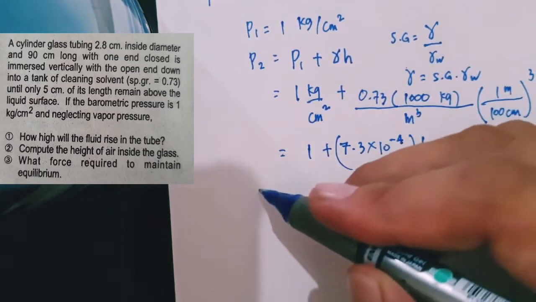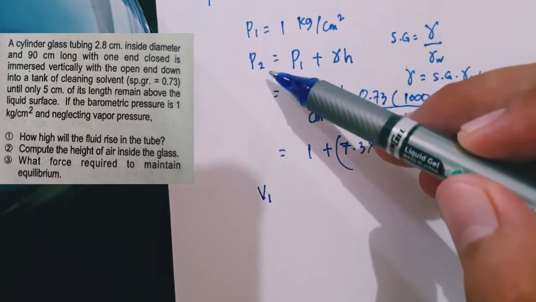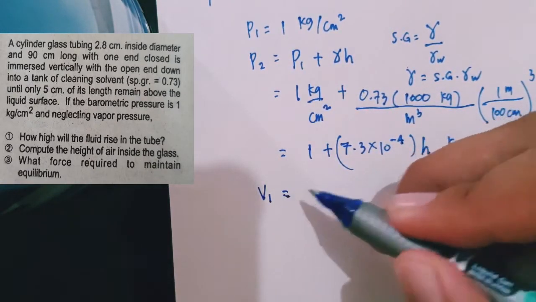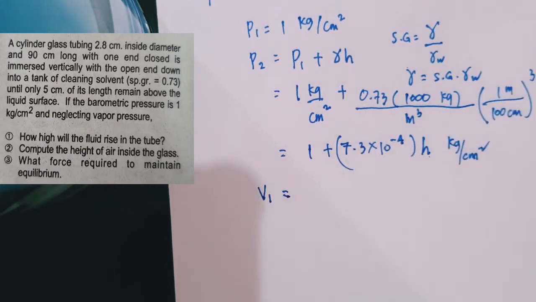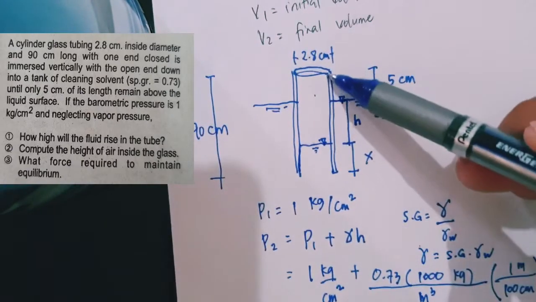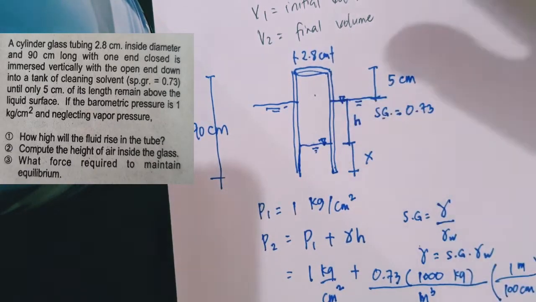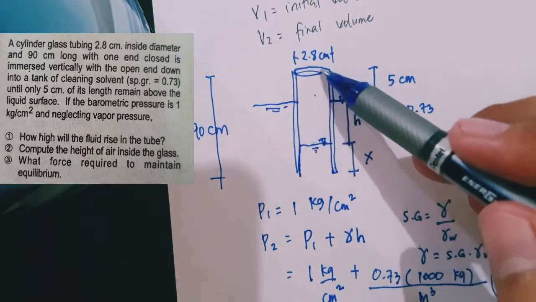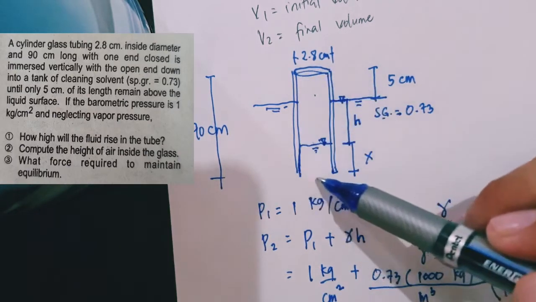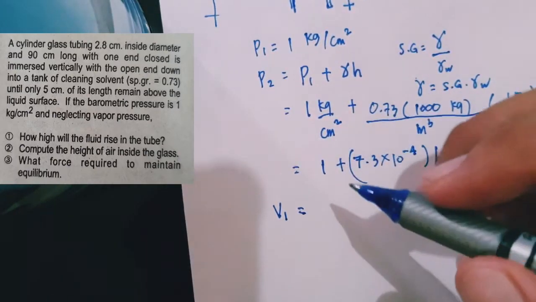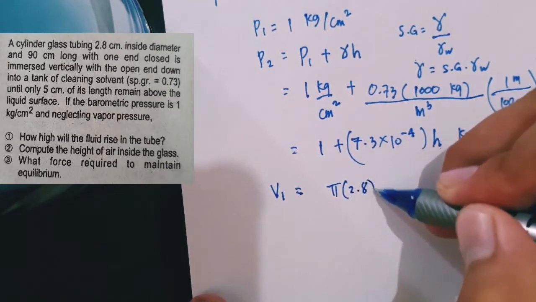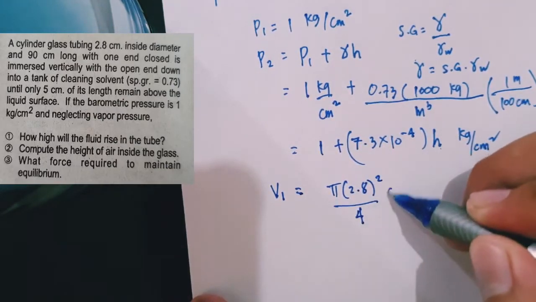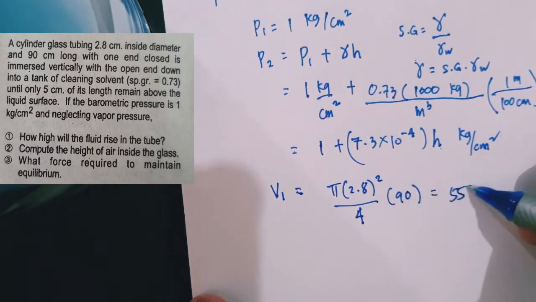So for the initial volume, so P1, P2, V1, V2. So for V1, we have the volume of the liquid, initial volume of the cylinder at time nga wala pa siya gisulod sa solvent, no? So the initial volume of the cylinder, that is the entire volume of the cylinder. So that is pi 2.8 squared over 4 times 90 cm. That is 554.18 cm cube.